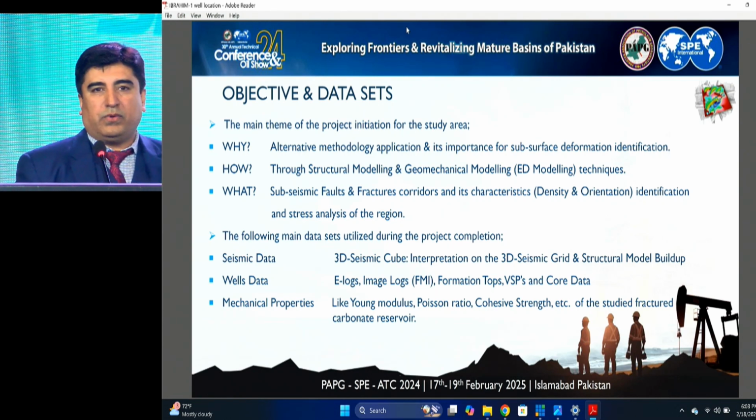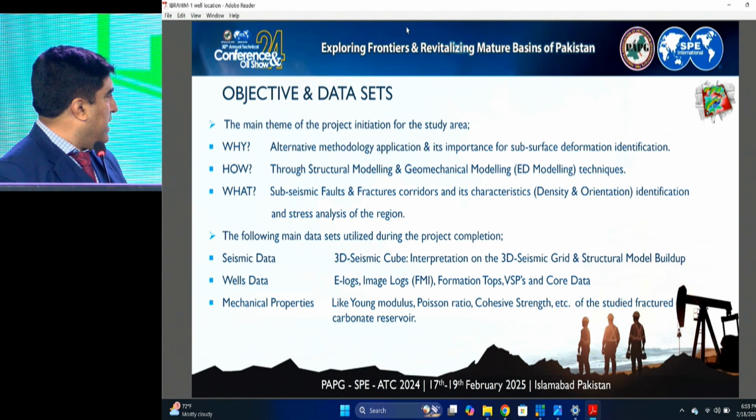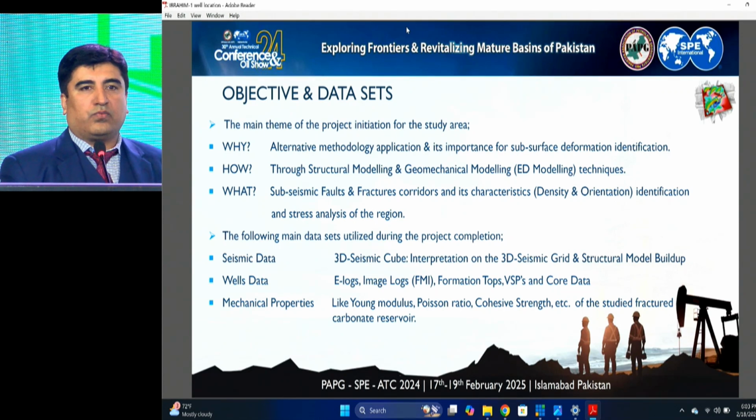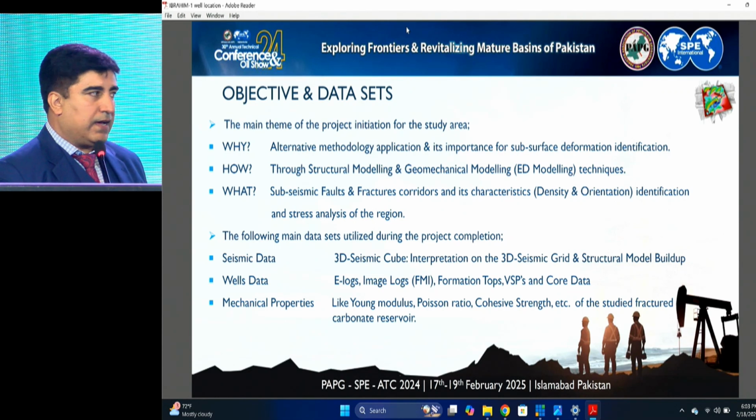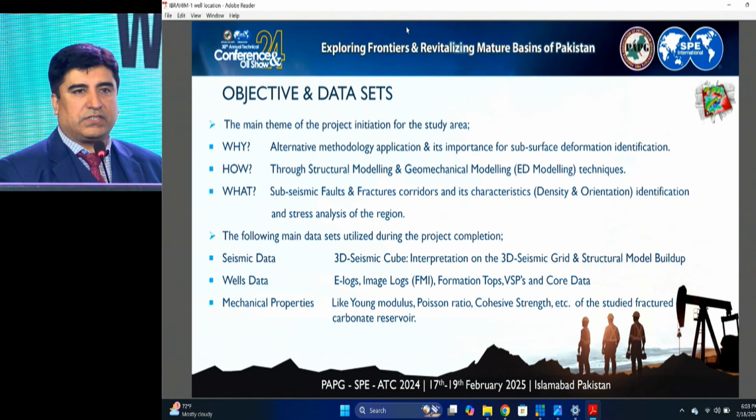The data set which we have utilized in this study is the seismic data, 3D seismic data and its interpretation, and the well data, well logs, well tops in this area, and mechanical properties of the rocks under study.